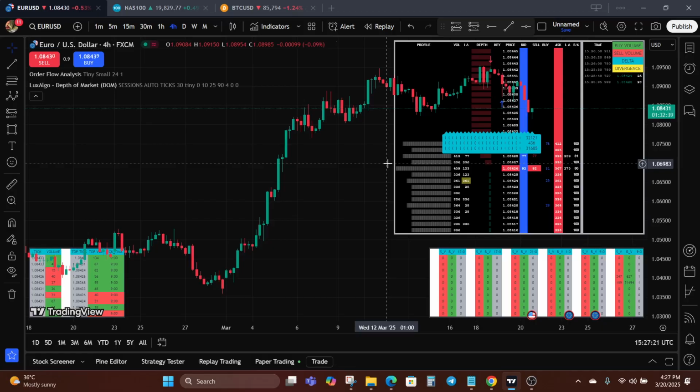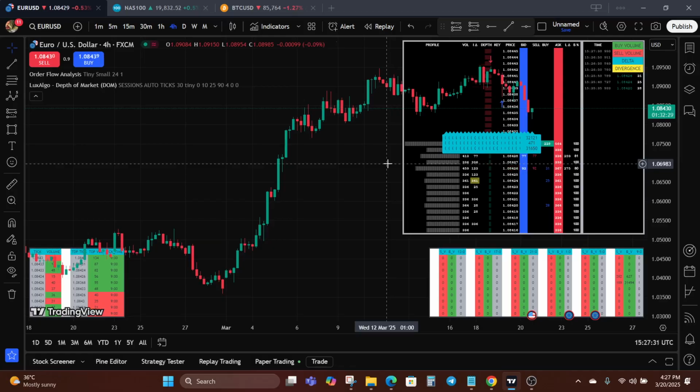So now here are a few mistakes to avoid when using level 2 data. One is chasing false signals. Sometimes fake orders are placed to manipulate the market, so always verify with price action and other indicators before jumping in. And do not make the mistake of over relying on level 2 data alone. Remember, level 2 data is just one part of the picture. Use it alongside price action and technical indicators to confirm your trade setup.